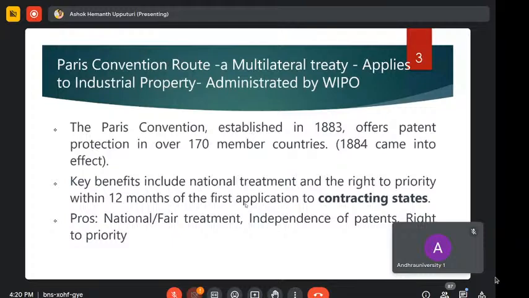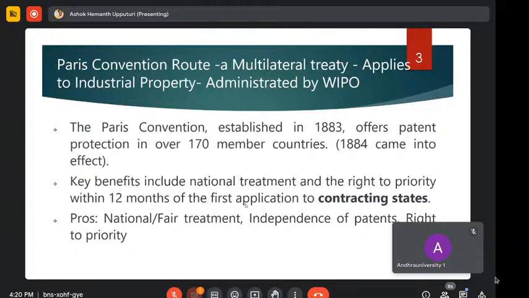So the first one is the Paris Convention route. We are saying, right, convention application, that is the Paris Convention route. Actually, this is a broad multilateral treaty. This is the first treaty in the history of intellectual property. It applies to industrial property. What do you mean by industrial property? Industrial property means patents or trademarks or industrial designs or geographical indications. Except copyright, everything is industrial property. So this treaty applies to industrial property only.